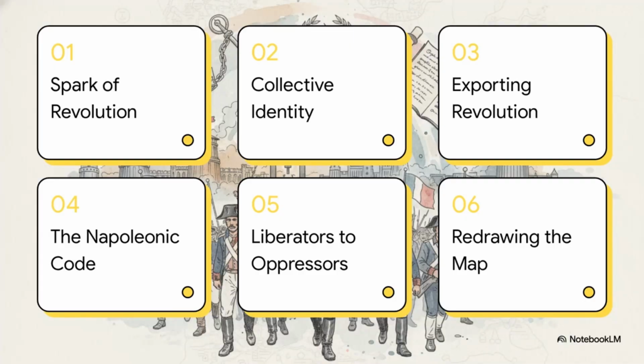So here's our roadmap for this explainer. 1. Spark of the revolution. 2. Forging a collective identity. 3. Exporting the revolution. 4. The Napoleonic Code. 5. Liberators turned oppressors. And finally, 6. Redrawing the map. Let's get right into it.